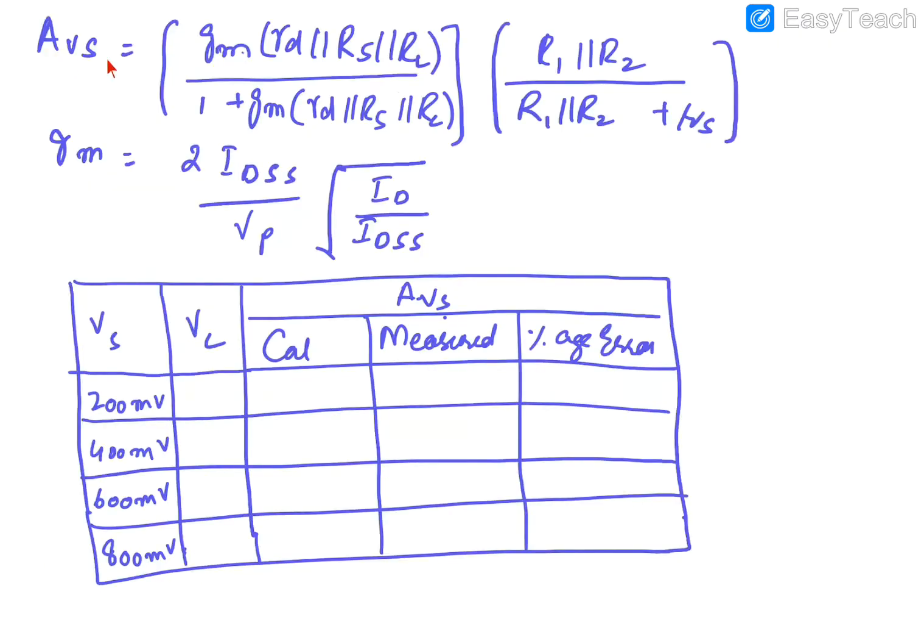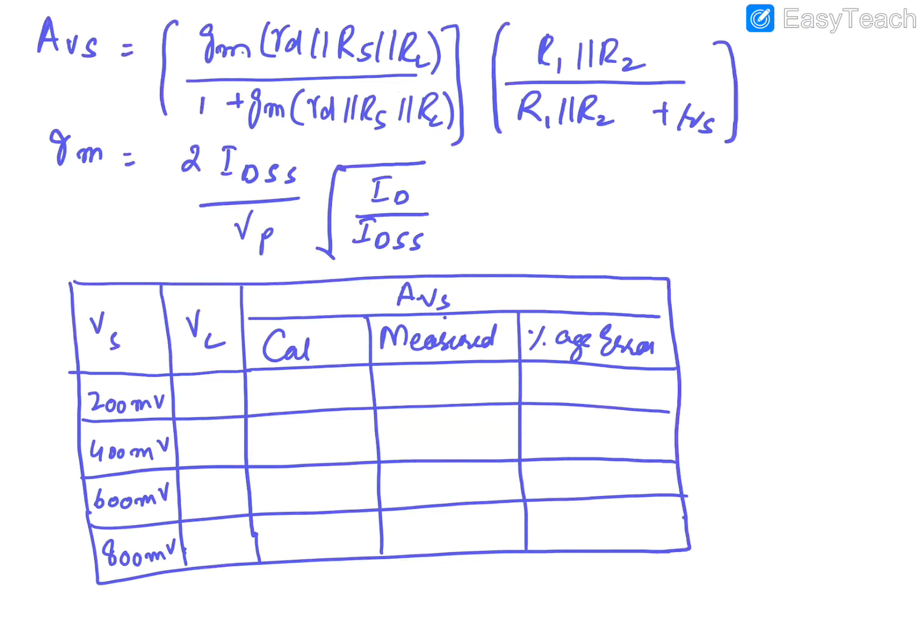So the gain is calculated with this formula. This is the input stage resistance of the JFET amplifier. RD is the internal resistance of the drain, RS is the source resistance, RL is the load, GM is the transconductance.